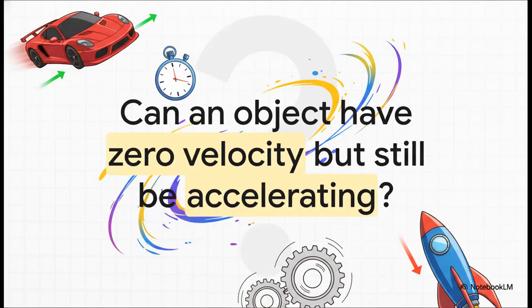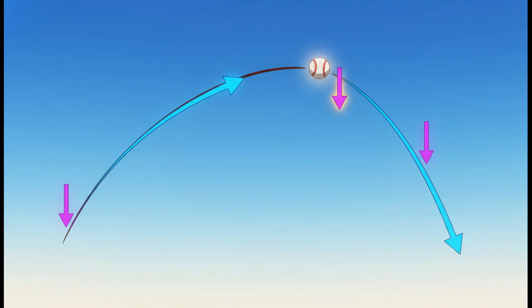All right, time for a classic physics brain teaser. This one seems like a total contradiction at first. Just think about it for a sec. Is it possible for something to be perfectly still, even for just an instant, while it's accelerating? The answer is a big yes, and here's the perfect example.